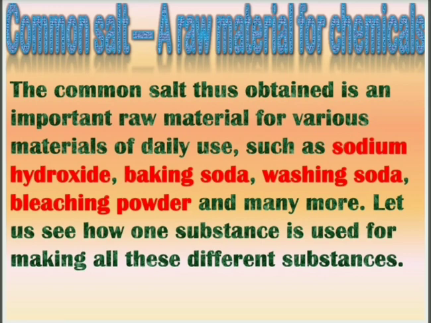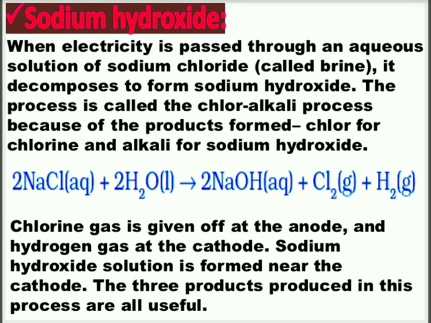In this chapter, we are going to read about these salts and how they are formed and what their uses are and how they react with each other. All this information we are going to get in this chapter. Okay. So, the first product formed by common salt is sodium hydroxide. Beta, you have to make notes as I am speaking. First you will write the formula NaOH. Then you will write its name, sodium hydroxide.